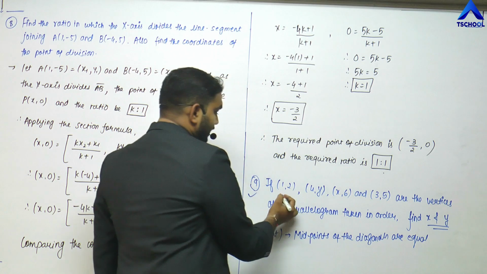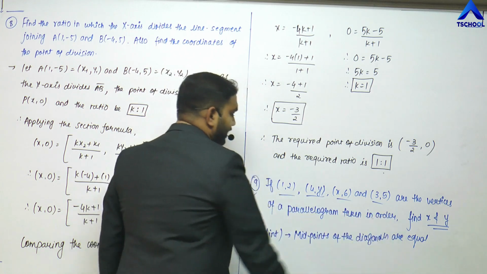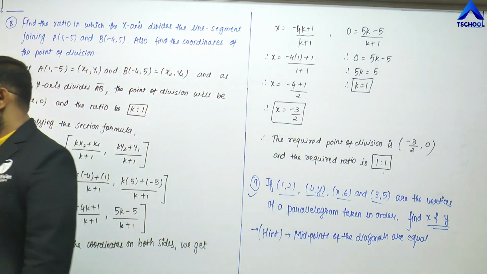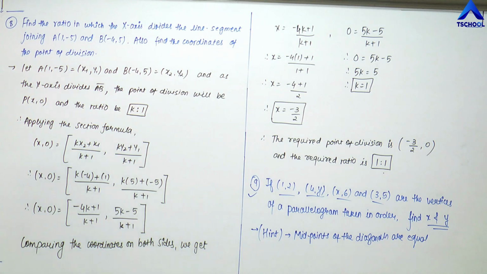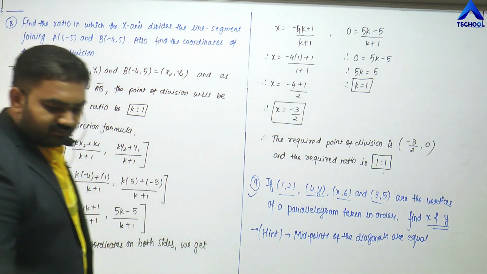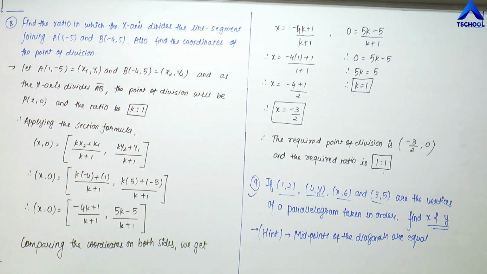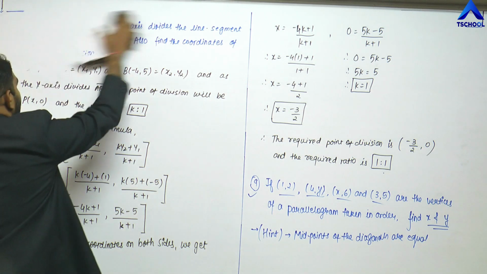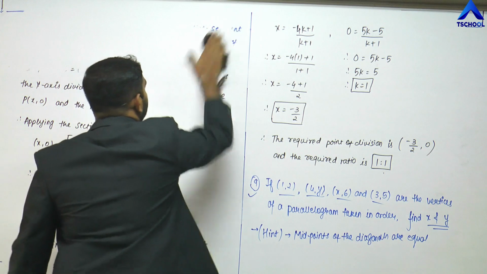That means this will be A, B, C and D. Midpoint of AC equals midpoint of BD using the special case, that is the midpoint theorem. Okay friends, so that is the question you are going to do in homework. Okay, write down the question. Till that I am going to erase this one here.